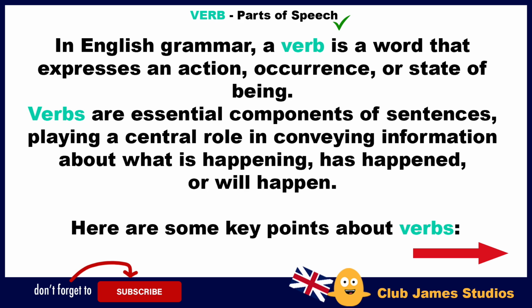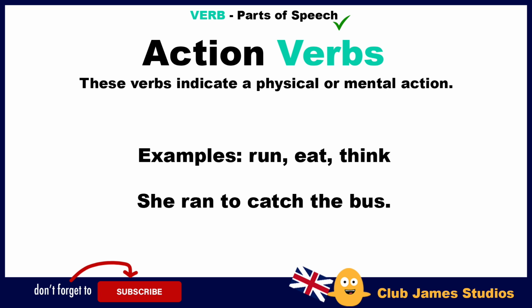In English grammar, a verb is a word that expresses an action, occurrence, or state of being. Verbs are essential components of sentences, playing a central role in conveying information about what is happening, has happened, or will happen. Here are some key points about verbs. Action verbs. These verbs indicate a physical or mental action. Examples: run, eat, think. She ran to catch the bus.